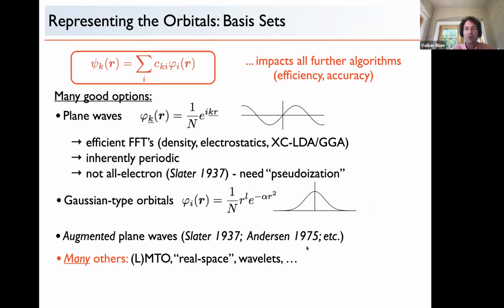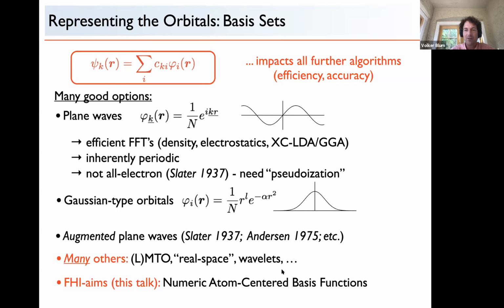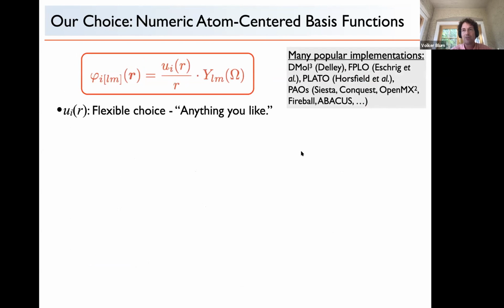But what we use in FHI-aims is something called numeric atom-centered basis functions, which is a natural prescription that was also suggested early on. And so we did not invent this. Many codes implement this as well. So we knew that this was a good prescription for us to build on when we started the code. And so this is very simple. The basis functions are attached to an atom.